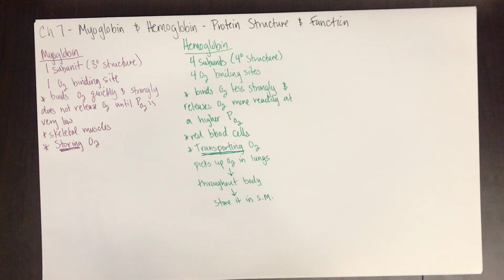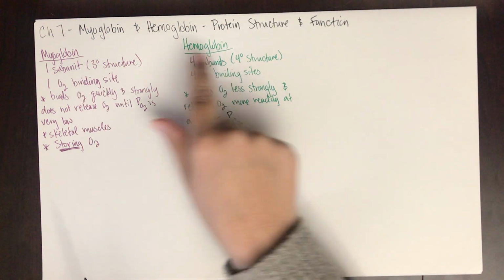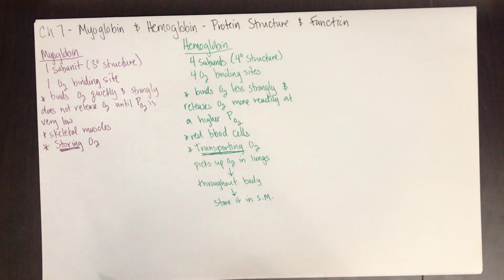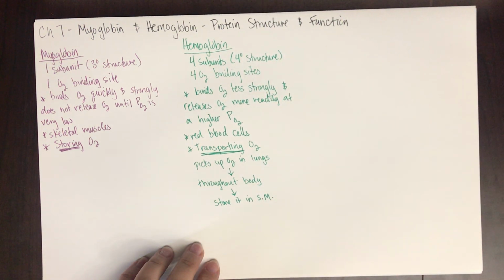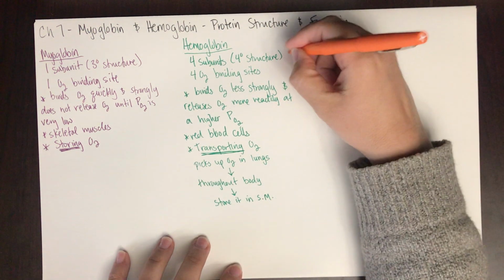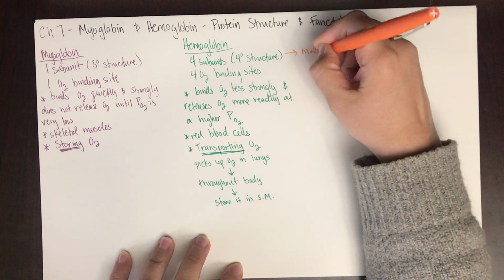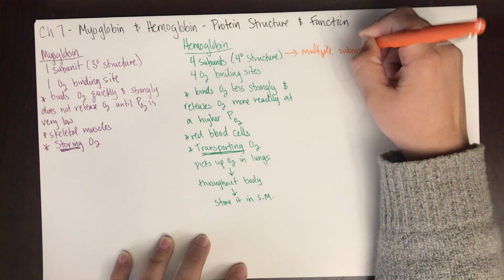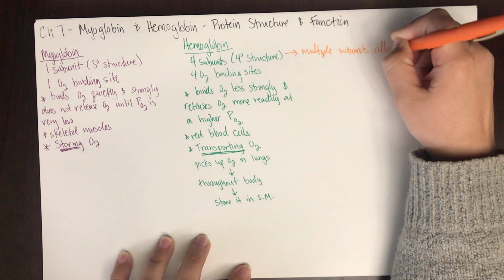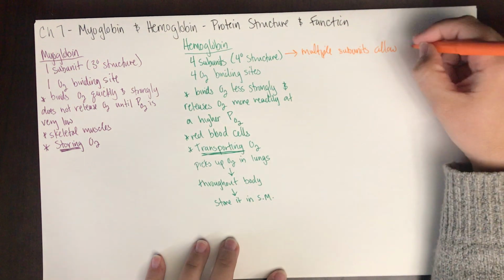So even though these proteins are shaped almost exactly the same, and this one has 4 times as many subunits, they have very different jobs. And the reason for that is because when you have more than one subunit, these multiple subunits allow for something called cooperative binding.